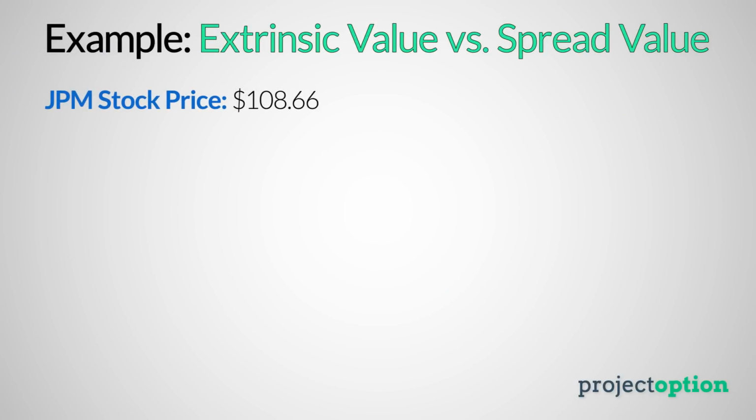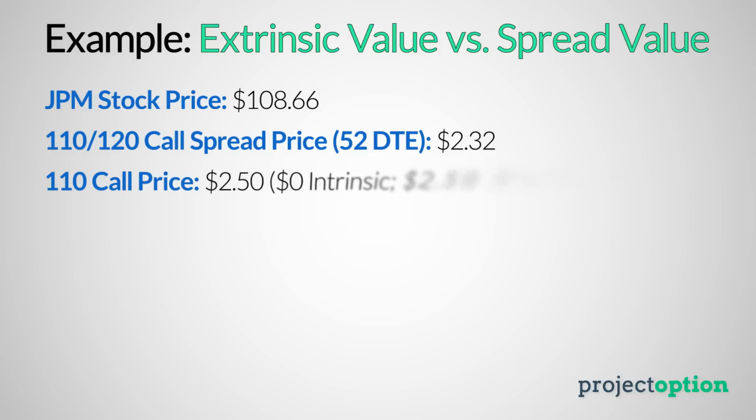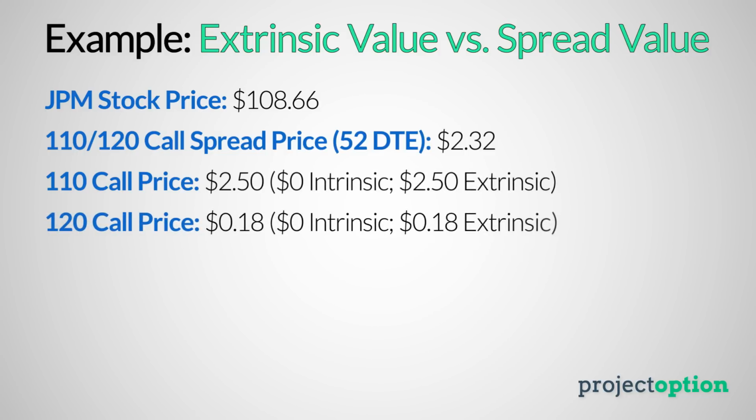With JP Morgan at $108.66, I looked at the 110-120 call spread with 52 days until expiration, and the 110-120 call spread was currently trading for $2.32. With JP Morgan at $108.66, both the 110 and 120 call options are completely extrinsic, because both of those options are out of the money since JP Morgan's stock price is below both of the strike prices of 110 and 120.